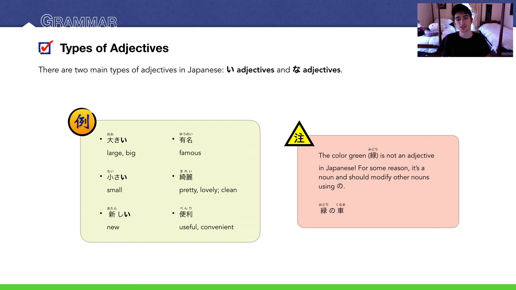So those are the main differences between the two types of adjectives. Just another note, the color for green in Japanese isn't even an adjective. I don't know why. It's a noun. Okay? So when you want to say green something, you should treat it like a noun modifying another noun. And to do that, you use no. Okay? Midori no kuruma. For example, a green car.